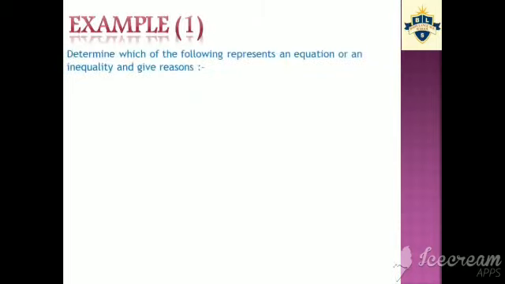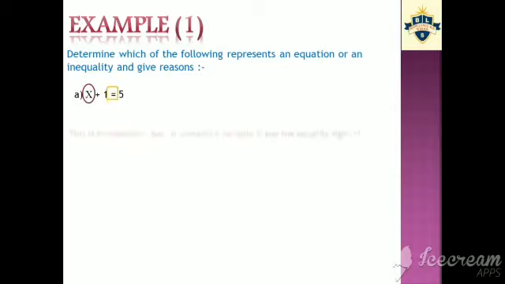Example number 1, determine which of the following represents an equation or an inequality and give reasons. Letter A, x plus 1 equal 5. What is this? Equation or inequality? And tell me the reason. Yes, this is an equation. Why? Because we have a sign equal and variable x.